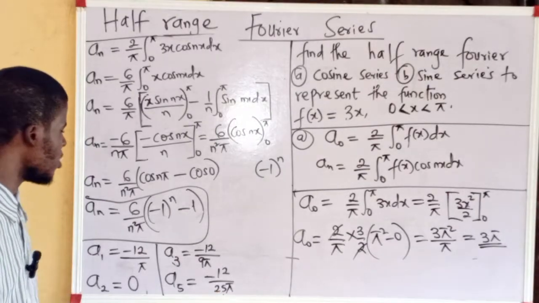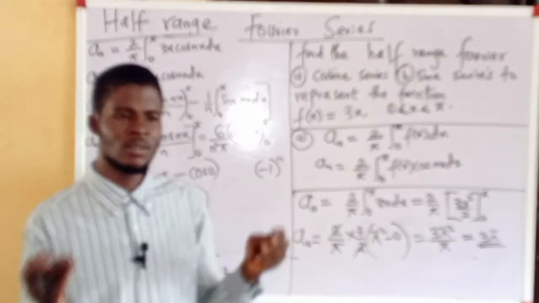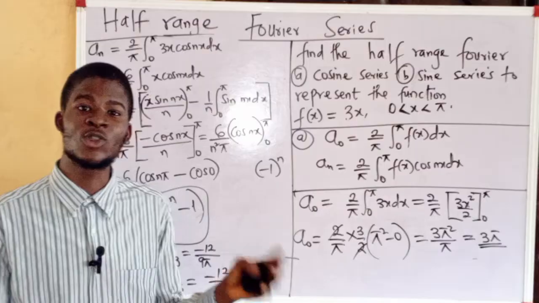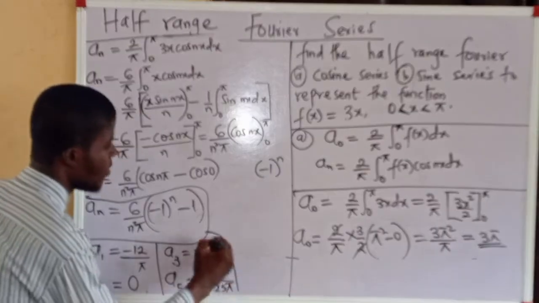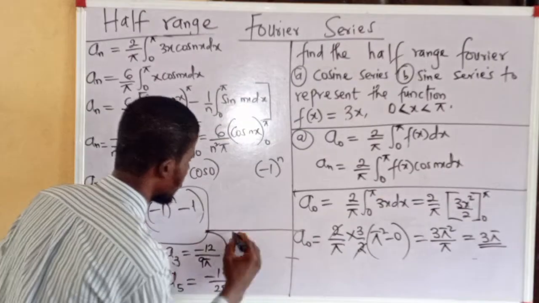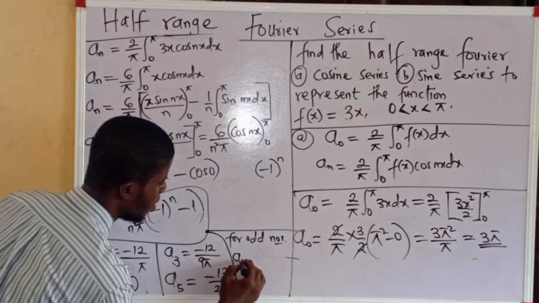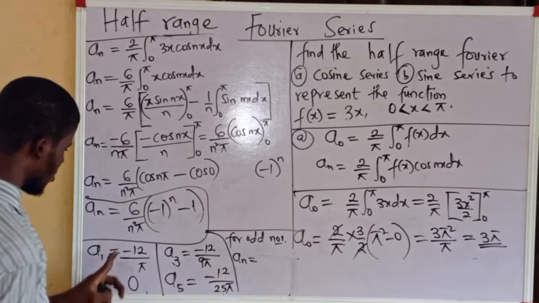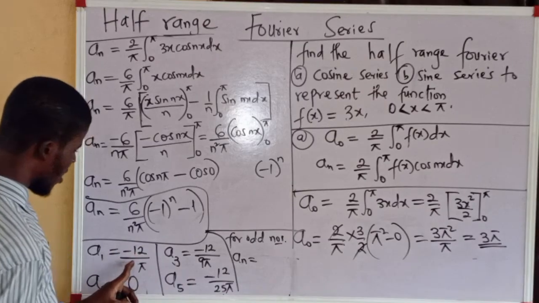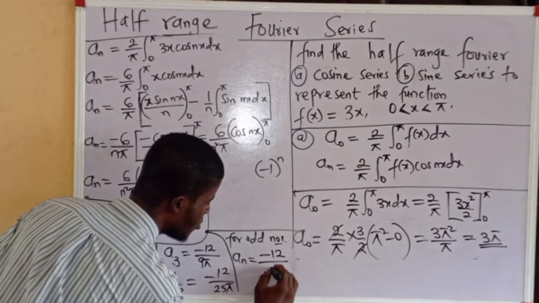That's it. So the thing is that for n equal to odd numbers, 1, 3, 5, 7, 9, and so on and so forth, a sub n is equal to this. For odd numbers, a sub n will be this. We have, look at it, minus 12 over n squared pi. That is it. Minus 12 over n squared pi.